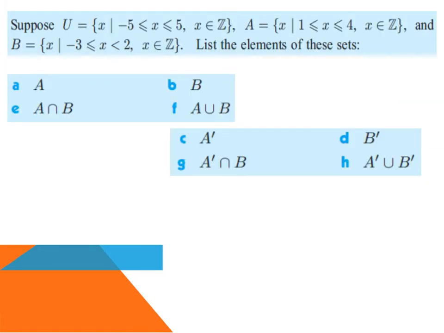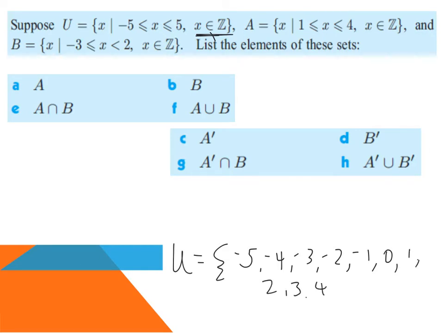Okay, so here we have the universal set, and to me it helps if I write everything out long ways. So my universal set is the set of all x such that x is an integer, and x is greater than or equal to -5, and less than or equal to 5. So -5, -4, -3, -2, -1, 0, and then 1, 2, 3, 4, and 5. So that's my universal set.